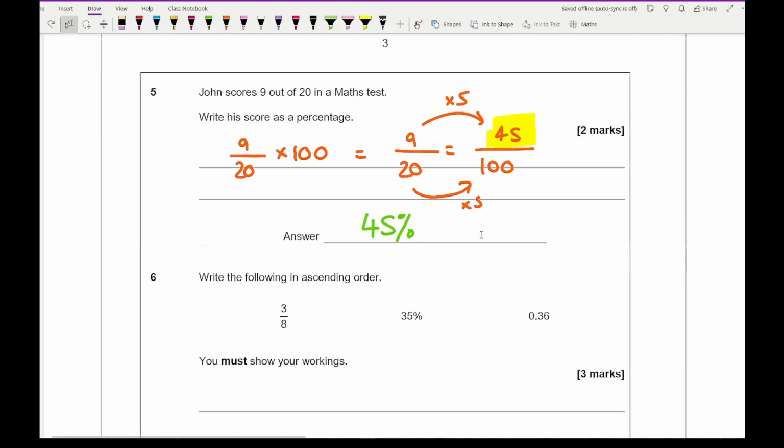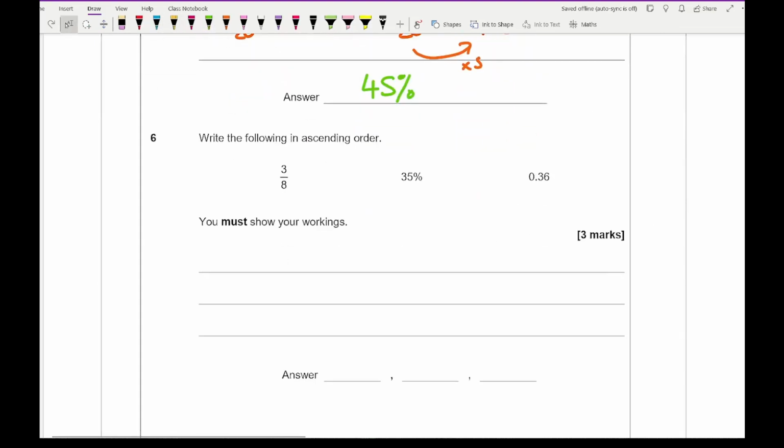Moving on to question 6, it says write the following in ascending order. Now when ordering FDPs, you want to make sure that they're all in the same form. So the easiest way to order it is to convert them all into decimals. So this is going to be 0.35. This has already been is a decimal. So all that's left for me to do is to convert 3/8 as a decimal.